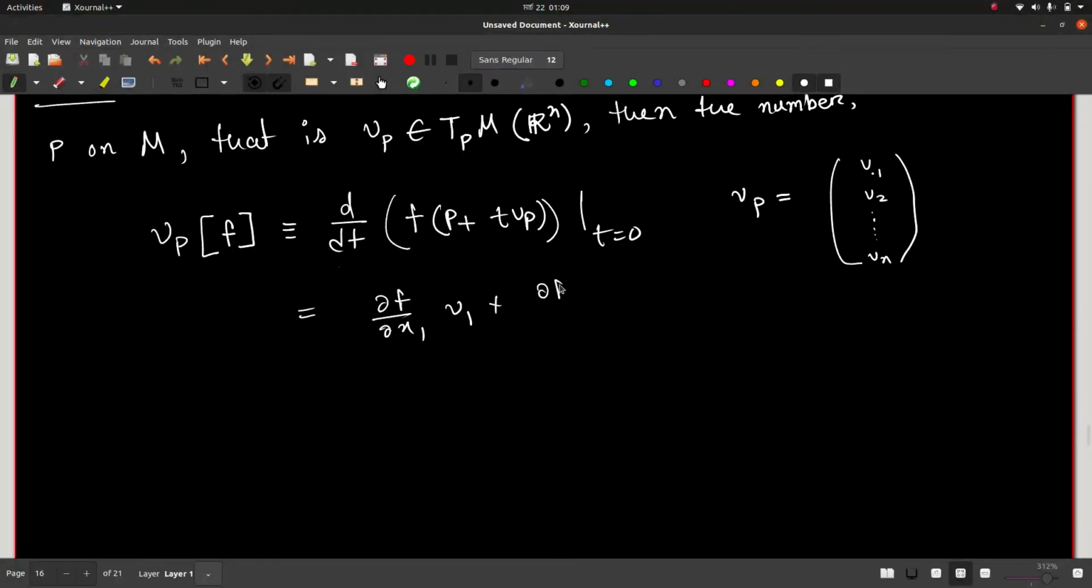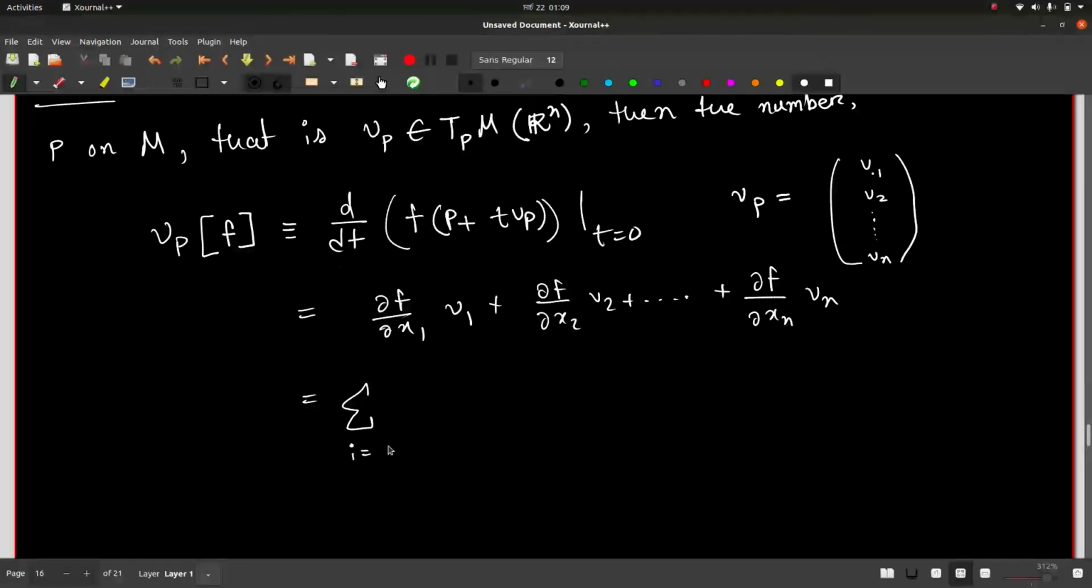So if I write it like this, v1 df dx1 up to vn df dxn, then under a summation symbol I can write this thing in a very compact manner, that is v of i df dxi. Note that these v's are just components, that means they are some numbers, right? So what does this tell us? This tells us a very interesting thing.